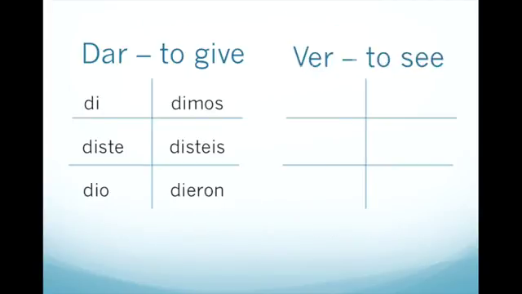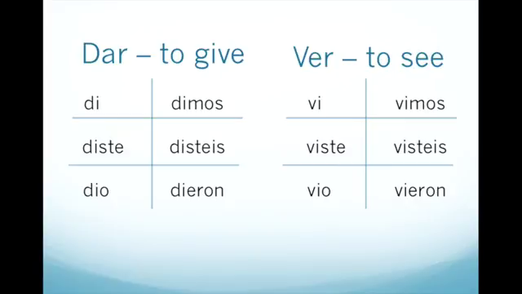The last two we're going to talk about are dar and ver. They conjugate very similarly, even though one is an AR verb and one is an ER verb. They conjugate as di, diste, dio, dimos, disteis, dieron. I gave, you gave, he, she gave, we gave, y'all gave, you all or they gave. And vi, viste, vio, vimos, visteis, vieron is I saw, you saw, he, she saw, we saw, y'all saw, or they saw, or you all saw.